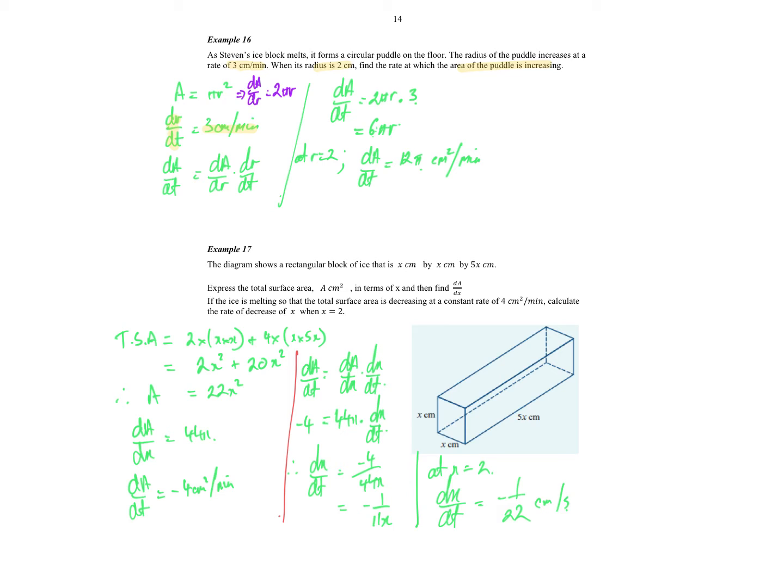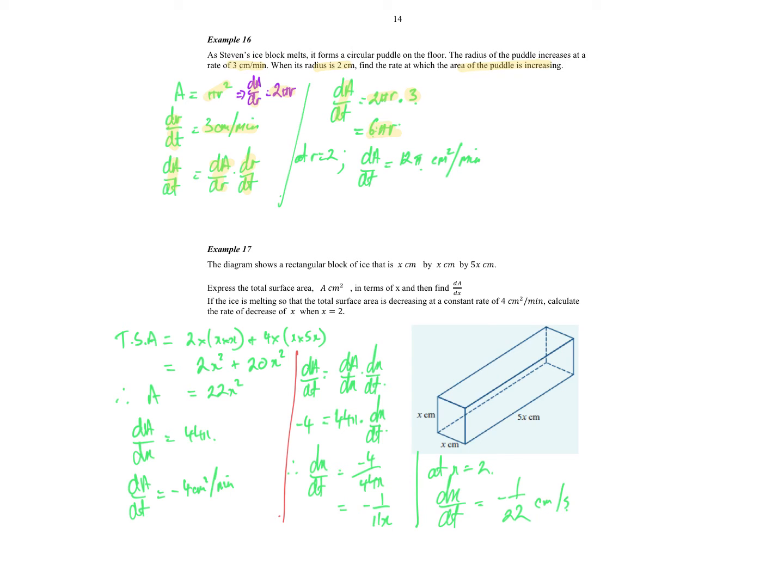So now I need a rule for the area. Fortunately, we've got a circular puddle, and the area of a circle is pi r squared. So if I work out dA/dr, I get 2 pi r. Now I've got area and radius as the variables with time that we're trying to tie together. So using my chain rule, dA/dt is equal to dA/dr times dr/dt. Which of those have I got? Well, I'm looking for dA/dt, the area increase. dA/dr is 2 pi r, we've just worked that out, times dr/dt, which was given to us as 3 centimetres per minute.